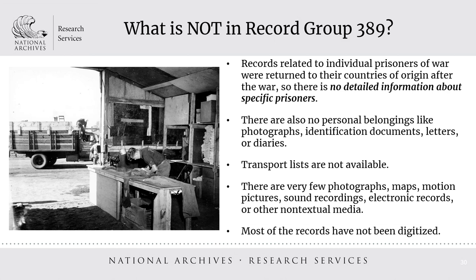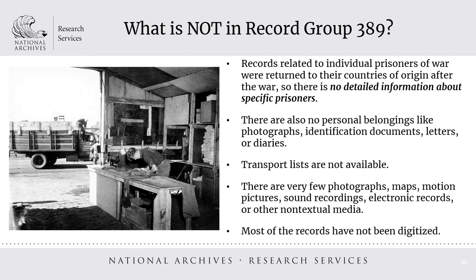First, it is important to know that Record Group 389 does not include detailed information about individual prisoners, and there are no personal belongings like letters or diaries from individual POWs. The records of individual POWs were returned to their countries of origin after the war. So if you would like to learn more about a specific German, Italian, or Japanese prisoner, for example, you would need to contact the military archives of those countries directly.